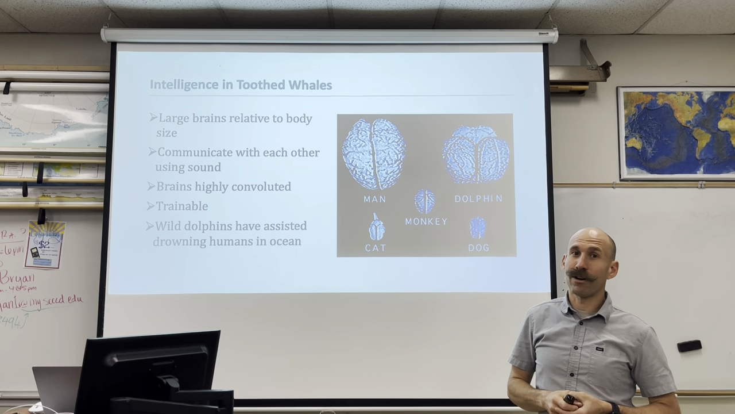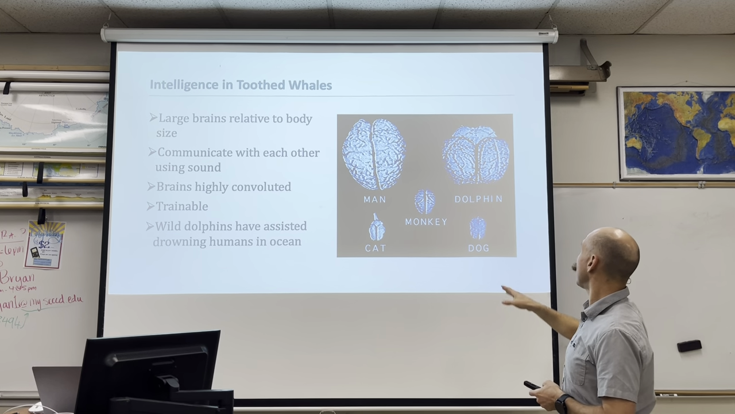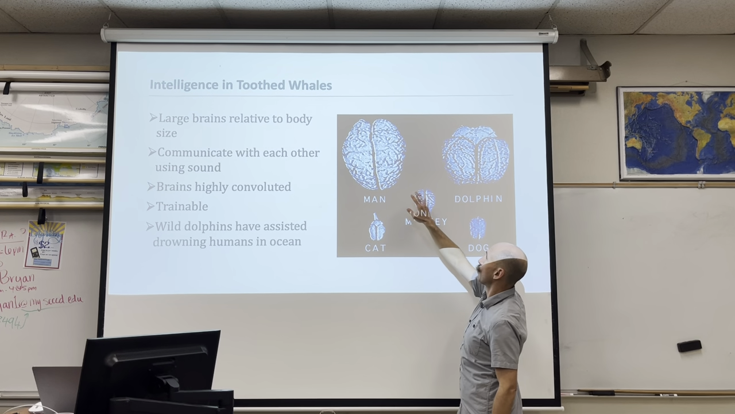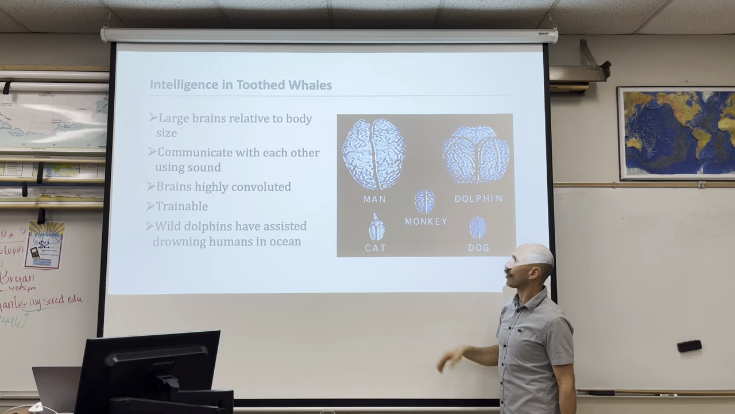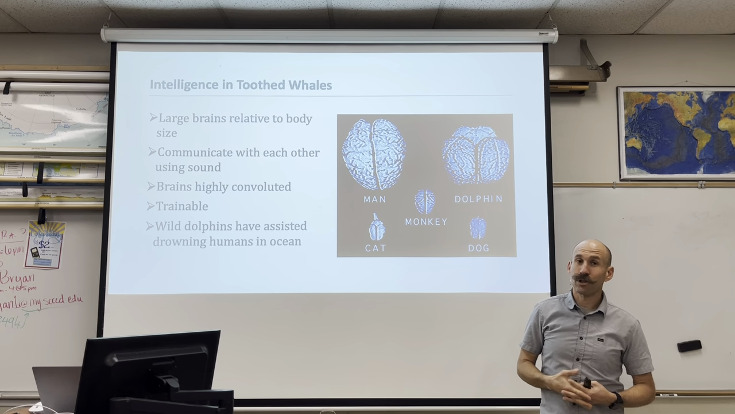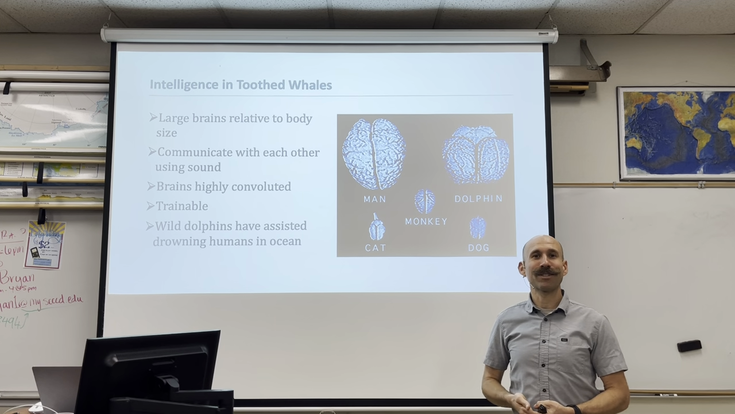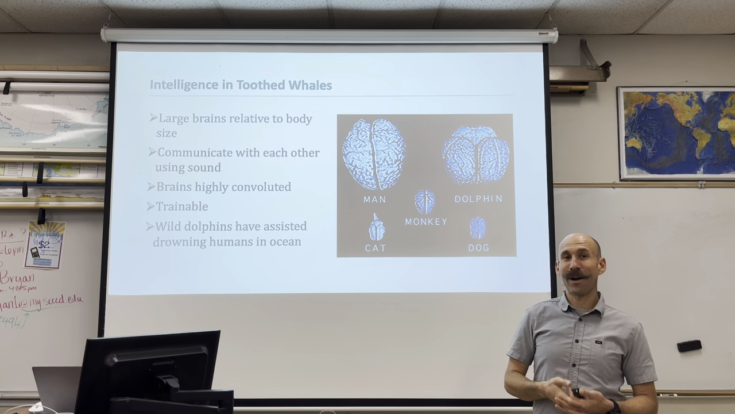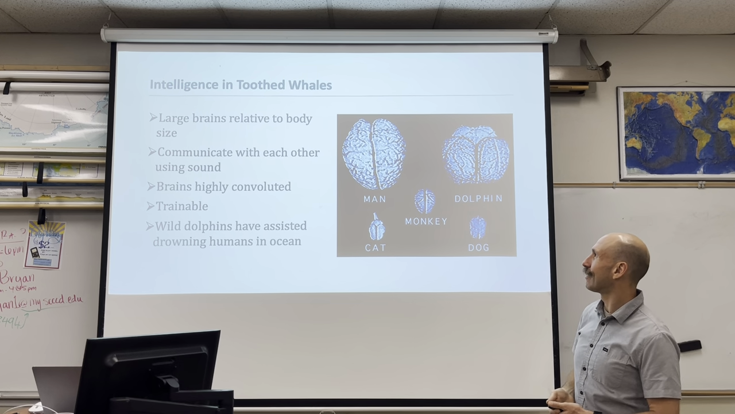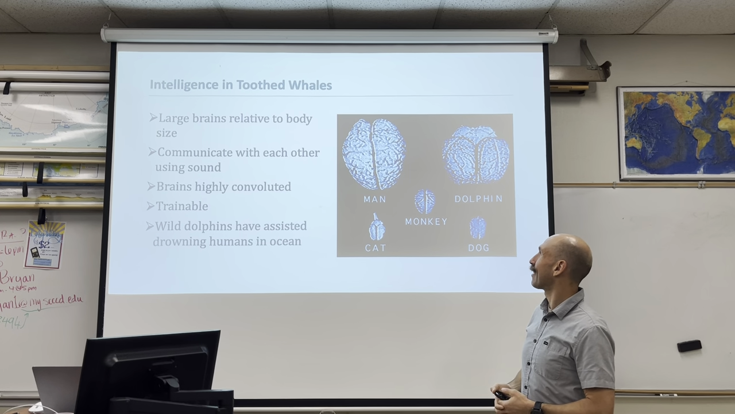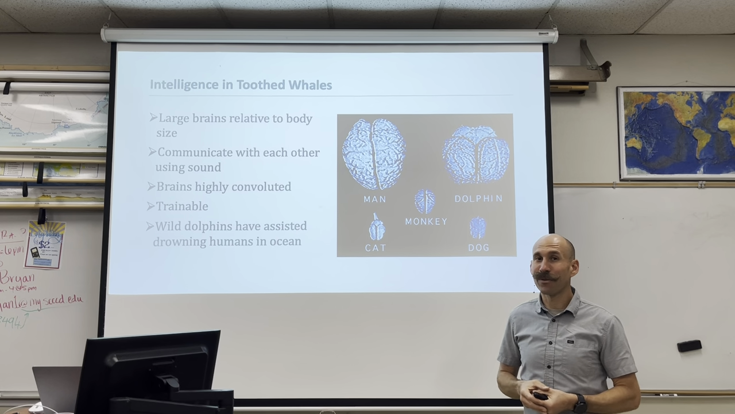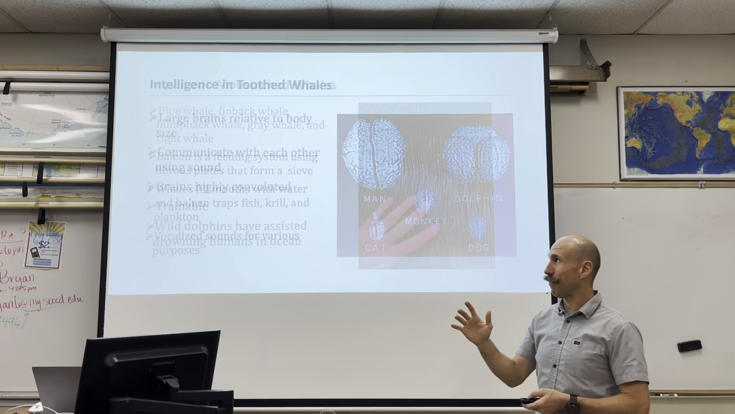Toothed whales are incredibly smart. Here we can see their brains are almost as big as human brains. Monkeys are smaller, cats and dogs are much smaller. Dolphins are trainable. They've assisted humans with drownings and support, and they put on pretty cool shows in some places. And yeah, they're incredibly intelligent. Killer whales, massively intelligent.